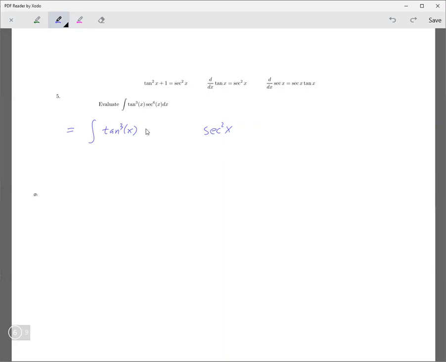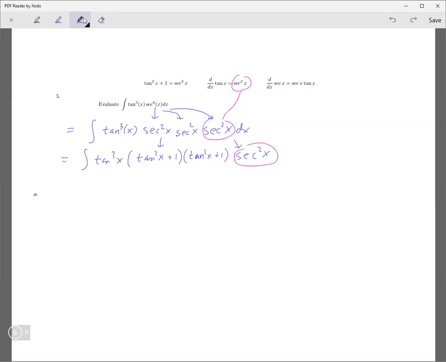Okay, so this secant to the 6th, we'll split that up into secant squared, secant squared, secant squared. So we just split that up into those 3 pieces, and then the secant squared x is tangent squared plus 1. This one you leave alone. You leave it as secant squared because you need it here. Okay, this one you need it for here. So you don't change it, because if you have everything in tangents, then you're not going to be able to do anything.